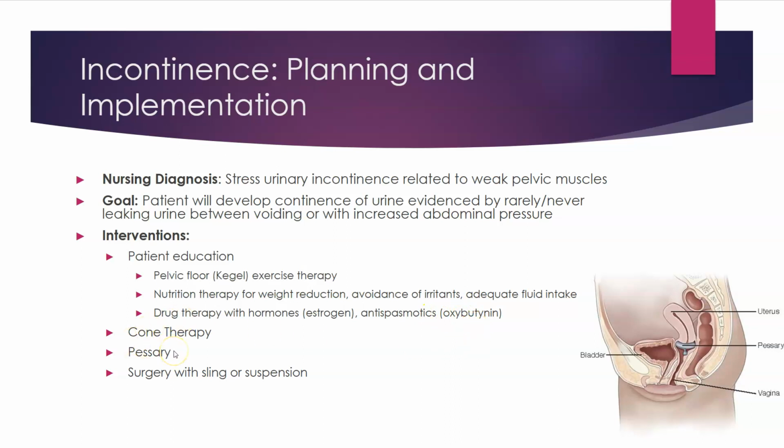Other things we do is a pessary. This pessary is a plastic or silicone device that gets inserted and then it stops prolapses from happening. Otherwise, if this is a continuing thing, surgery and correcting that surgically is an option.